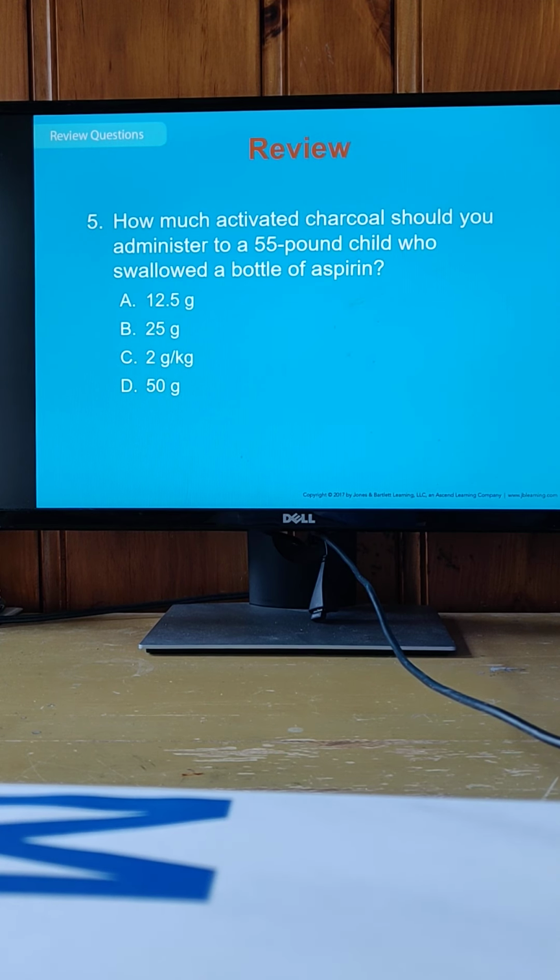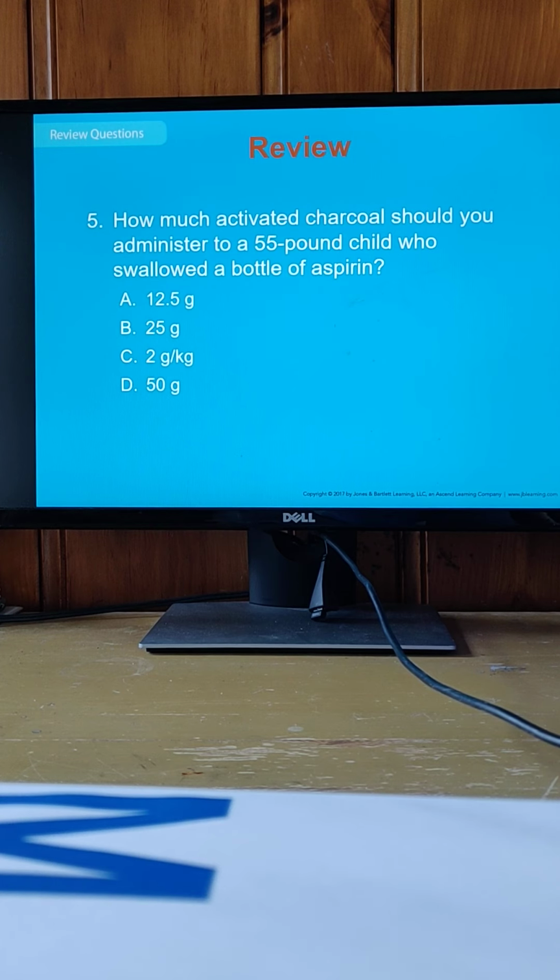Number 5. How much activated charcoal should you administer to a 55-pound child who swallowed a bottle of aspirin?